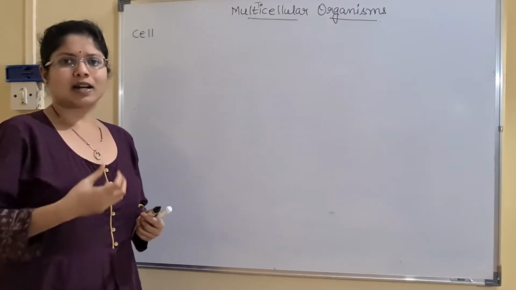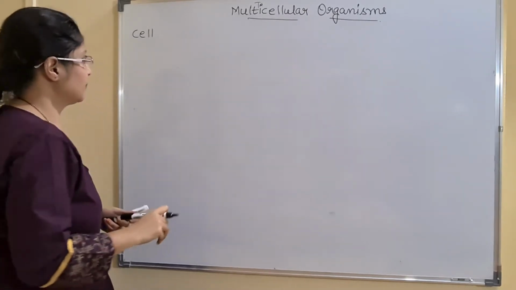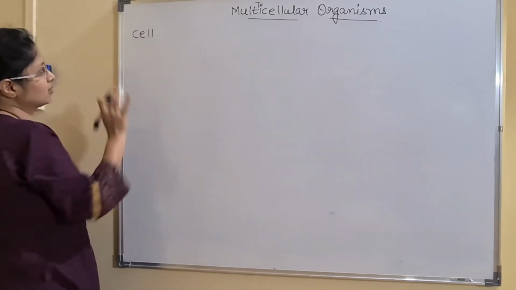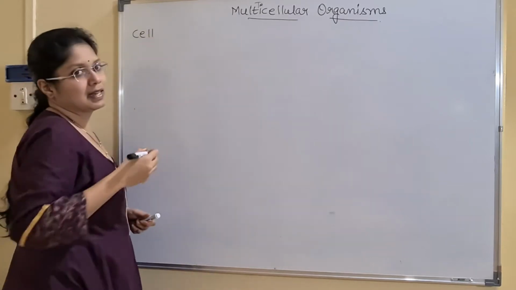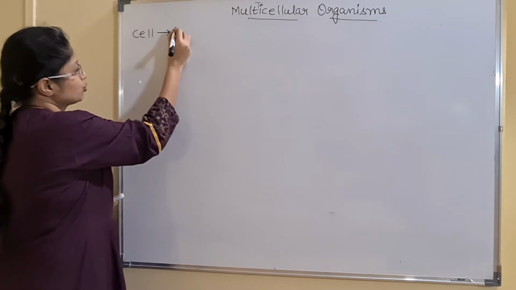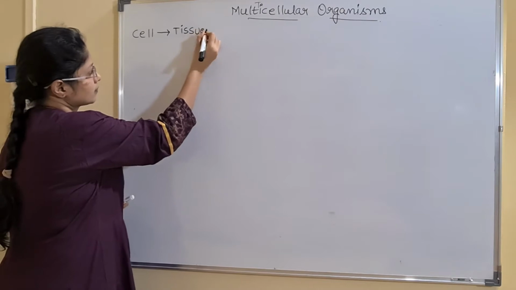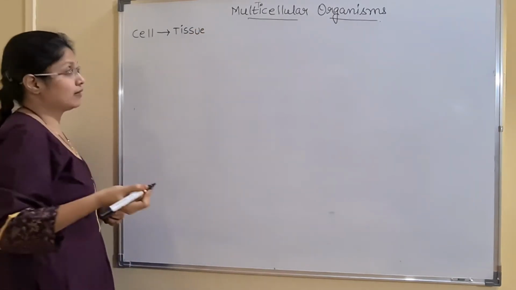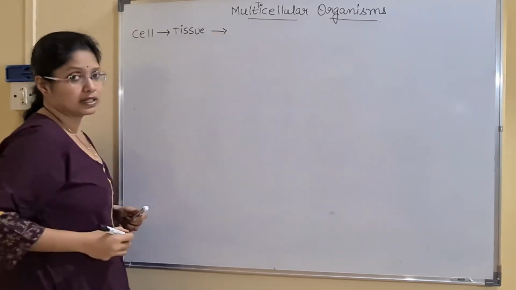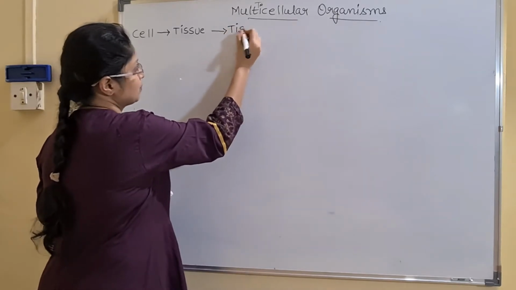So how this organization is taking place at different levels, that we will name, okay? So now the cell, let us say the zygote. Then what will happen to the cell in the next level? The cell will form tissues, okay? Tissue level, and the tissue is again converted or transformed into tissue system.